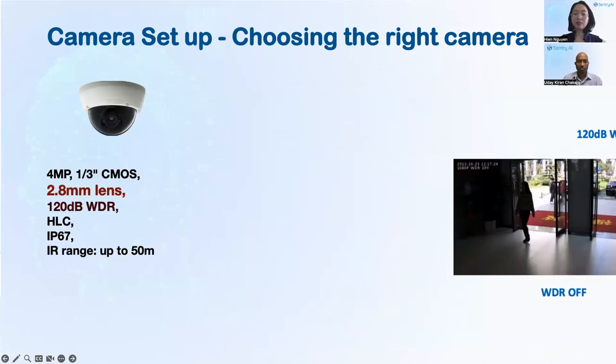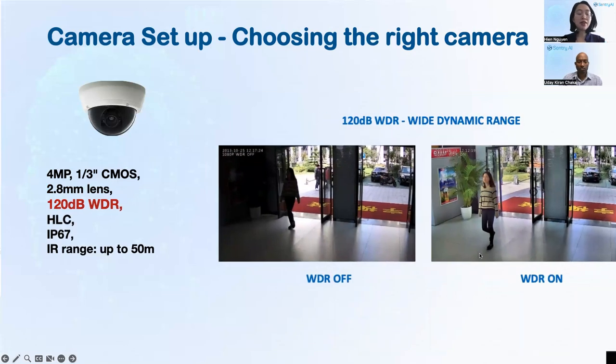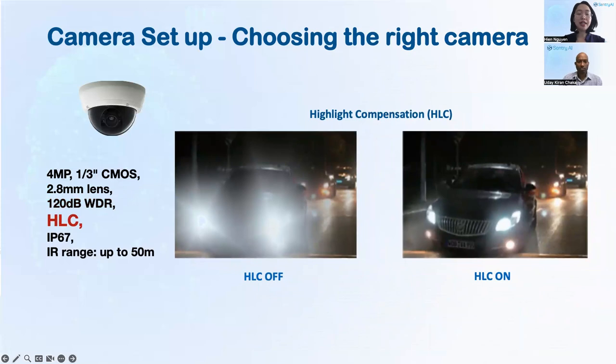So some other fancy features that you can see when you look at the camera are wide dynamic range, which makes the camera provide a better image at night, or high light compensation, to make sure the camera can handle a strong source of light or bright area that can cause overexposure or blooming, leading to loss of detail in case you have a huge source of light. So this is really important, especially for outdoor cameras, when you have different unexpected sources of light from vehicles, from the street.